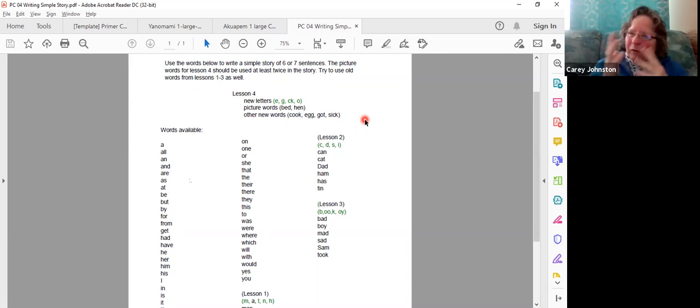You've got to think first kind of storyline. You want something that has a bit of flow to it for that natural story we talked about. But then you also want to kind of limit how much. So we want 6 or 7 sentences, good story flow, bed and hen used twice in the story, the exact form of these words, plus any of these old words.